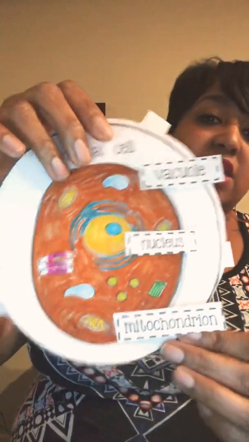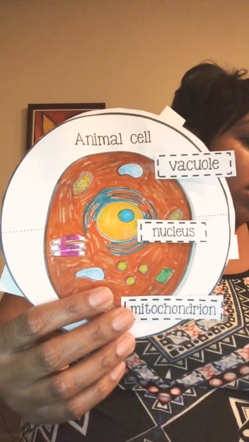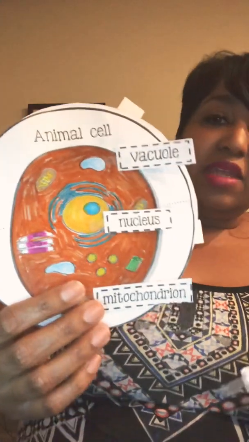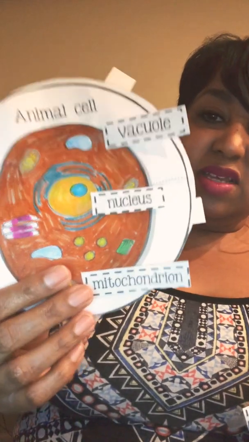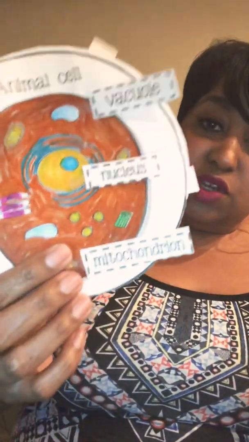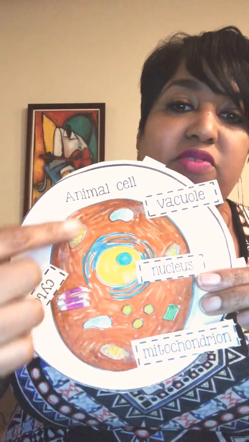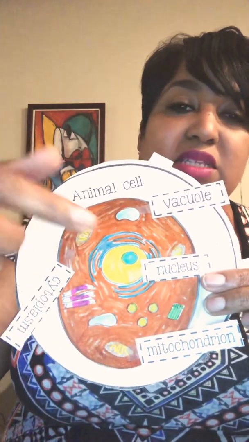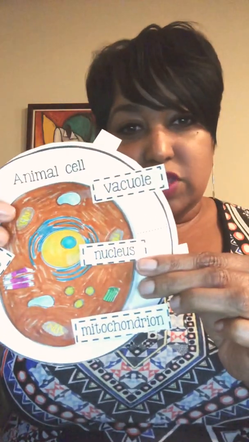All right, the next one that we are going to add on is the cytoplasm. So you see all that orange? That is your cytoplasm. It's the jelly-like substance that everything just kind of sits in. So I just stuck it there. But your cytoplasm is all of this, that jelly-like substance that every structure of your cell sits in.